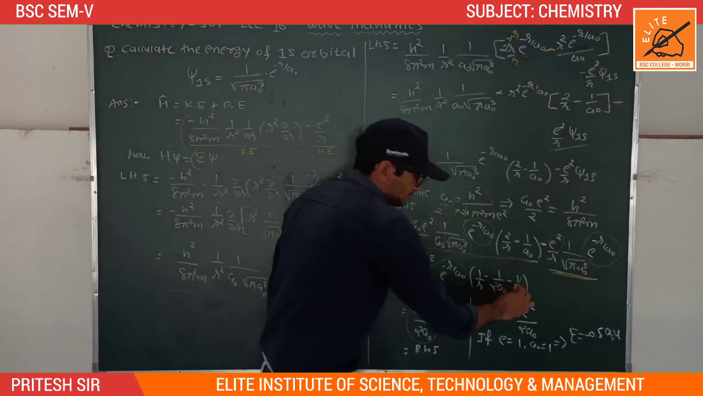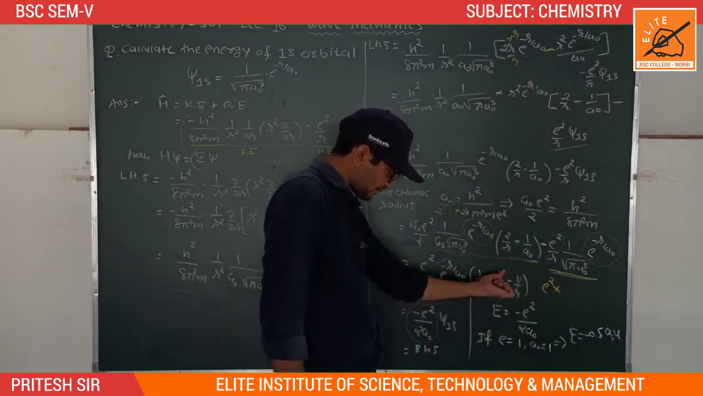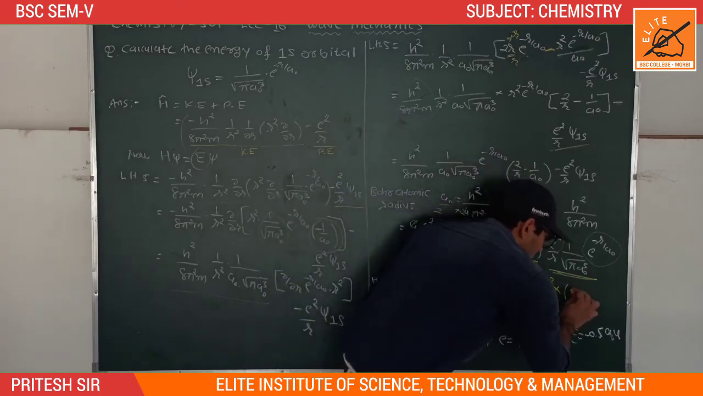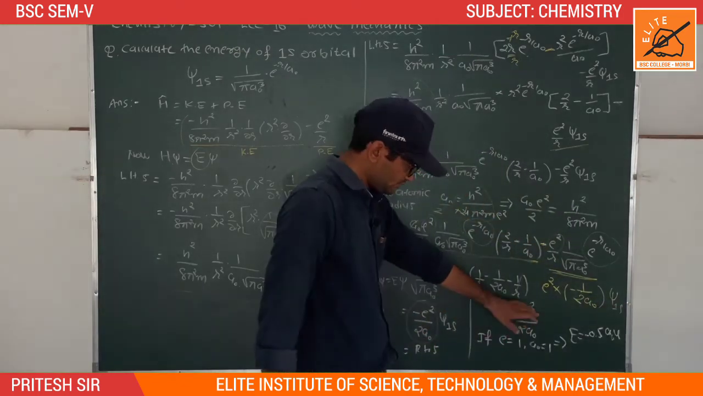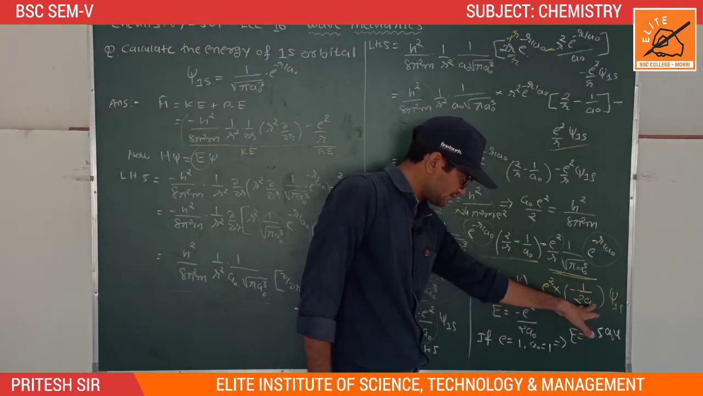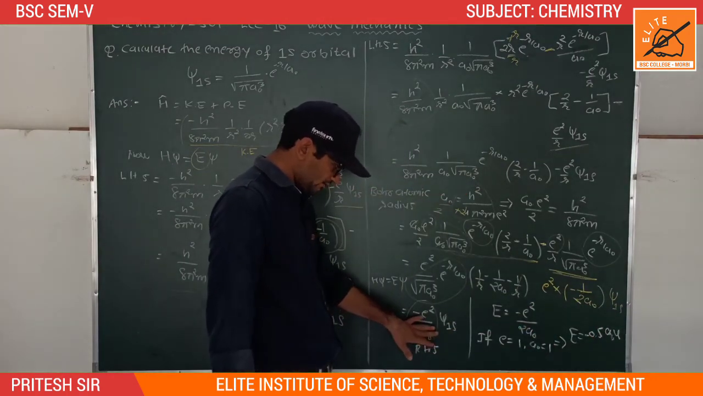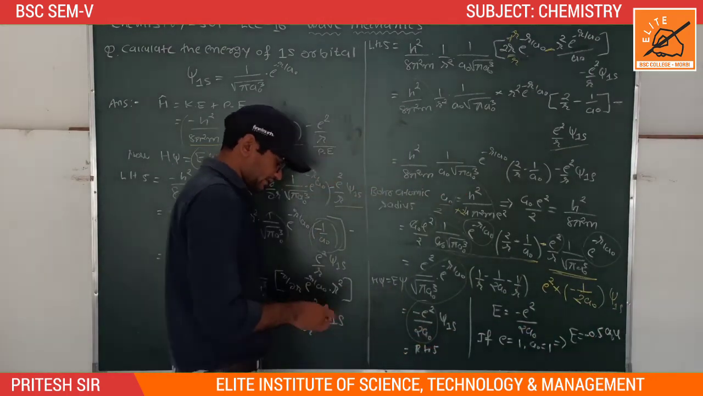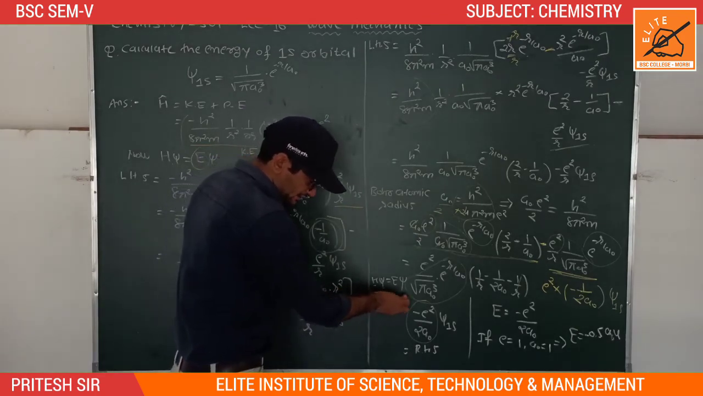So here we get the final value e square into the remaining term, minus 1 half, minus 1 upon 2a0 into ψ 1s. These two terms are in multiplication, so minus e square upon 2a0 with ψ 1s. So this is the eigenvalue equation: Hψ is equal to aψ. First we operate the Hamiltonian operator on the function and at last we get the same function.